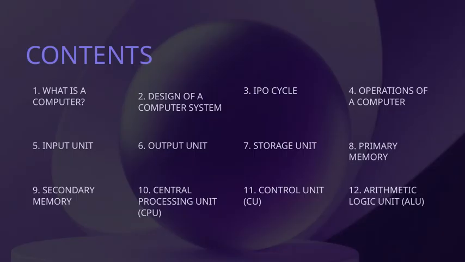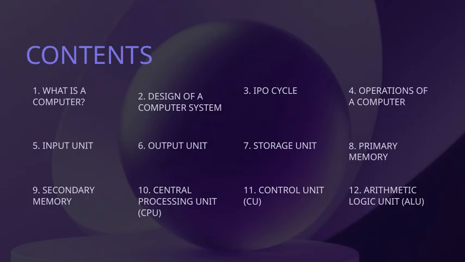Let's take a look at the contents of this presentation to get an overview of what we'll be covering. We start with the basic question: what is a computer? Then, we'll explore the design of a computer system, which helps us understand how all the parts work together. The IPO cycle, or input process output cycle, is fundamental because it explains how data flows through the system.